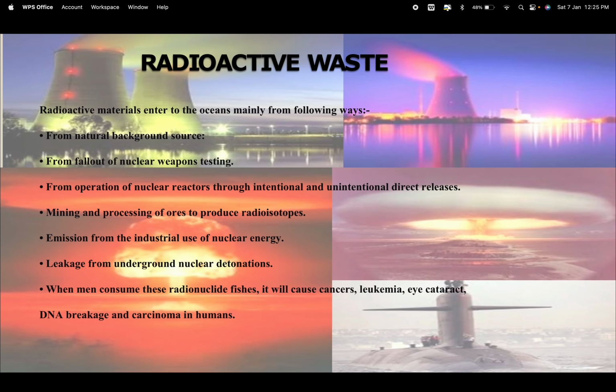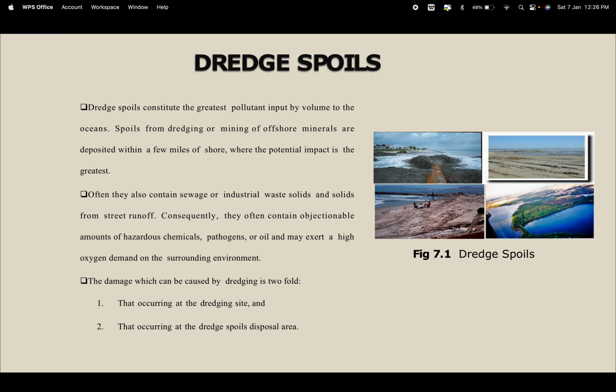Radioactive waste. Radioactive materials enter the ocean mainly from natural background sources, from fallout of nuclear weapons testing, from operation of nuclear reactors through intentional and unintentional direct releases, mining and processing of ores to produce radioisotopes, emission from the industrial use of nuclear energy, and leakage from underground nuclear detonation. When men consume these radionuclide fishes, it causes cancer, leukemia, eye cataract, DNA breakage, and carcinoma in humans.